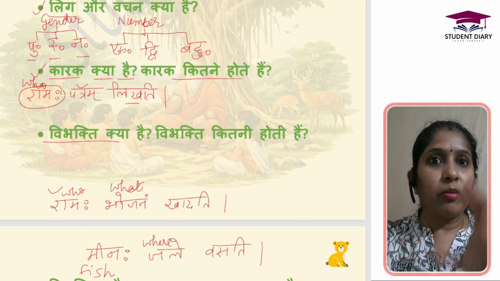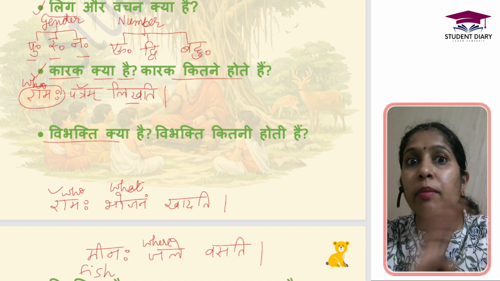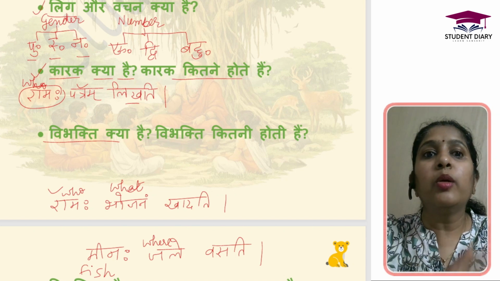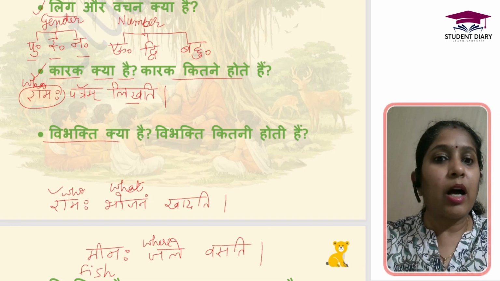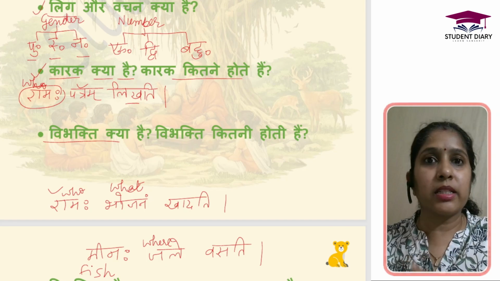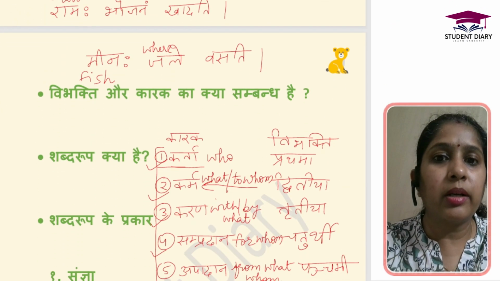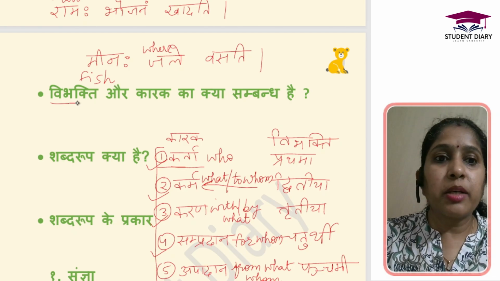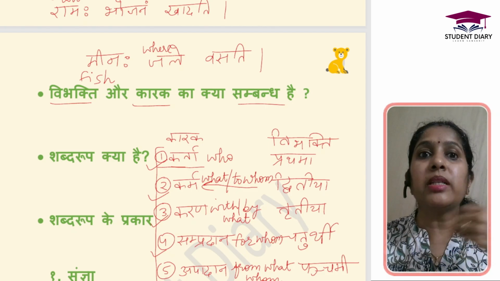Okay, so now we have answered the questions: Karak, how many types of karak we have. Then what is vibhakti? So vibhakti are the symbols which we use, or the words, or the formation of the words which we use to represent a karak. Okay, and how many vibhaktis do we have? We have seen, right? 7 are main vibhaktis and the sambodhan is there. Fine. I hope this question is also clear to us. Now, the relationship also we have done. Vibhakti and Karak ka kya sambandh hai? So, sambandh means the relationship.